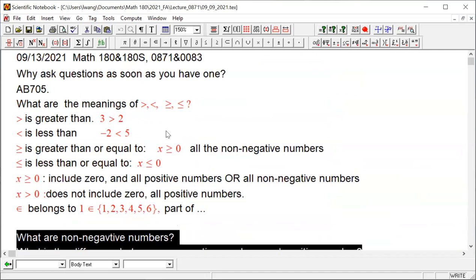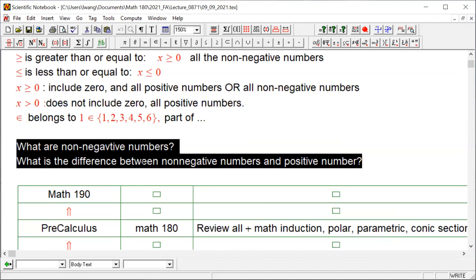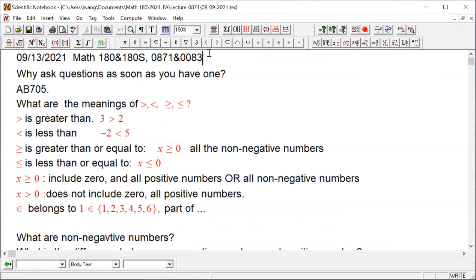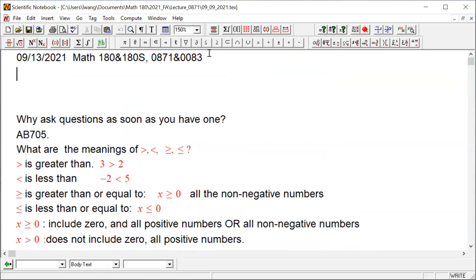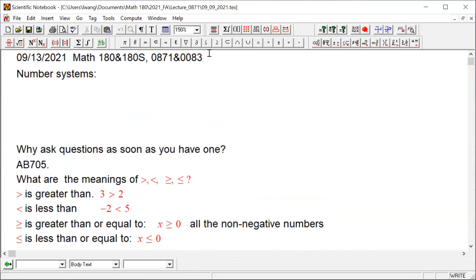Anyway, without further ado, today I want to start by talking about the number system. Do you guys have any questions about the number system? Do you think I should address this issue? Number system?